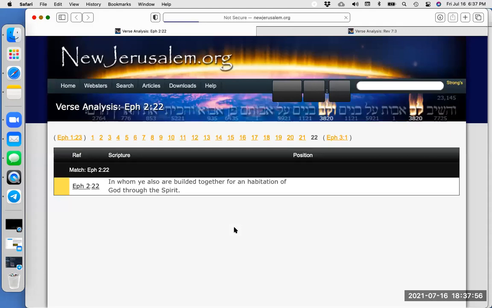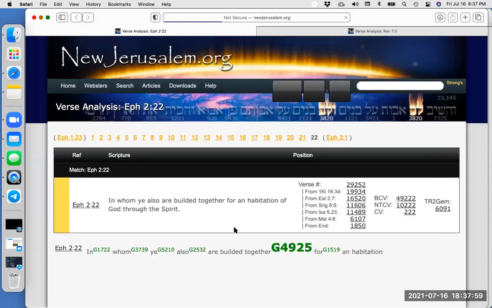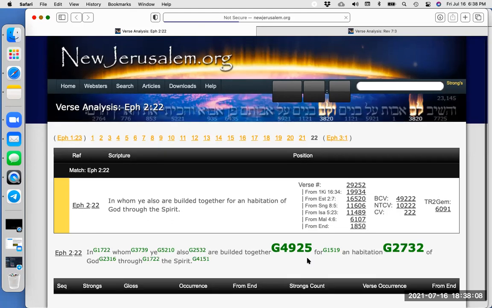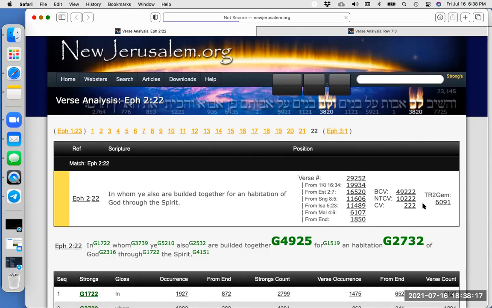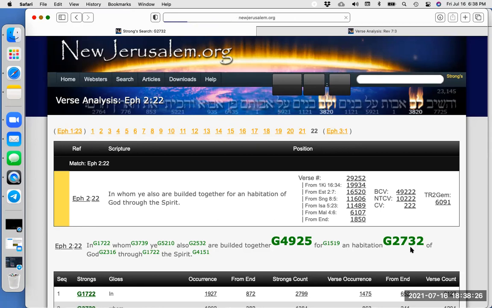So Ephesians 2:22. In whom also you are builded together. Look at how it's the big one. It's the big one. But this one, the habitation. Okay, the habitation and the building are the biggies. So look, I'm interested in what this one would say. Let's look at that. Habitation.